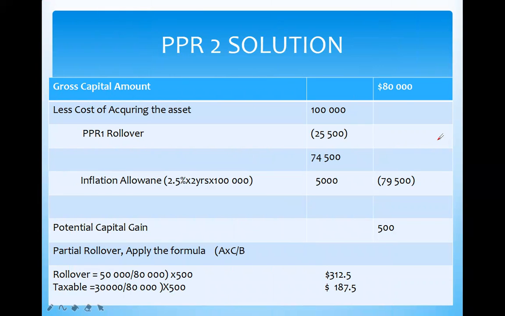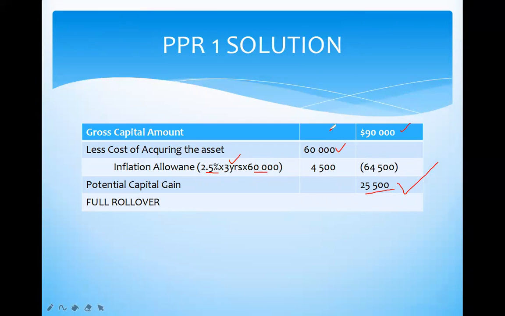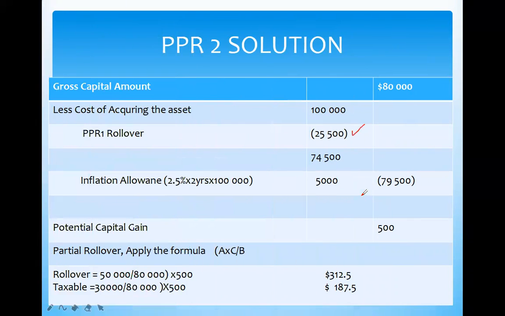So we are saying gross capital amount from our question. I think you can actually see it was disposed or realized. It realized 80,000. Then there's another section where we are expected also to deduct. For full notes, I can explain for you, but let me show you this one. We are saying the amount that was rolled over in the previous scenario, the 25,500, is used to reduce the cost of acquiring the asset.